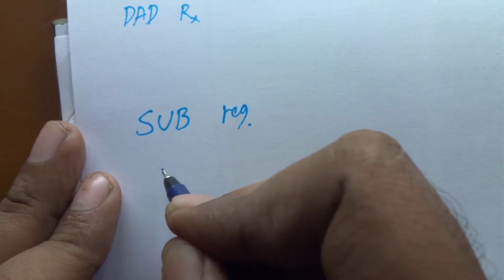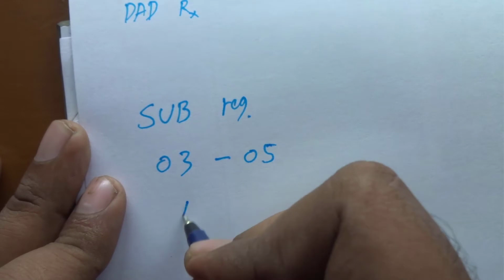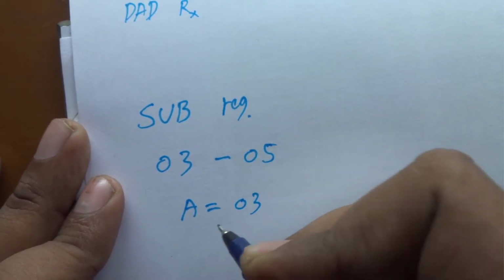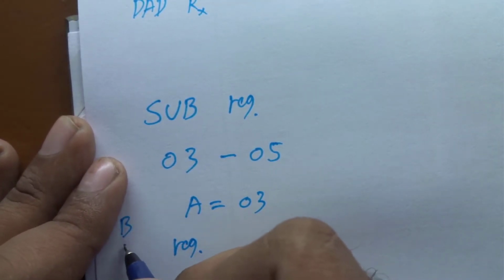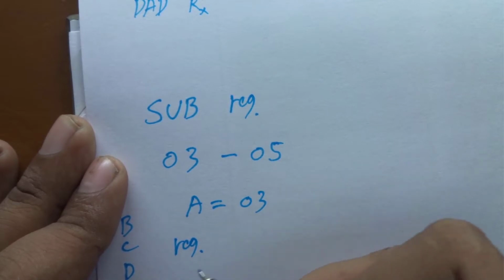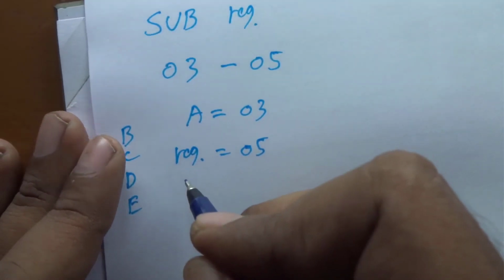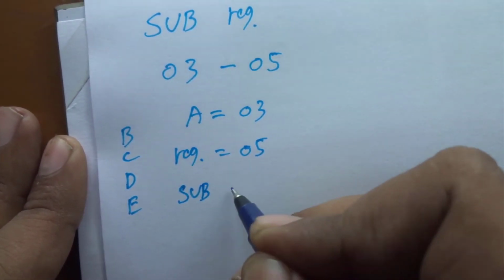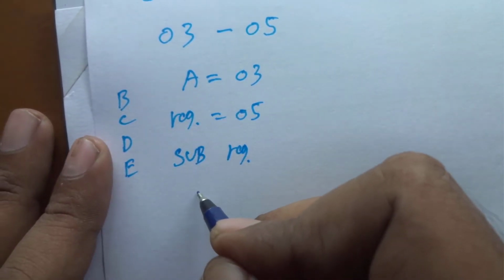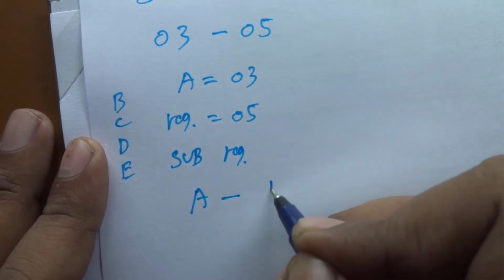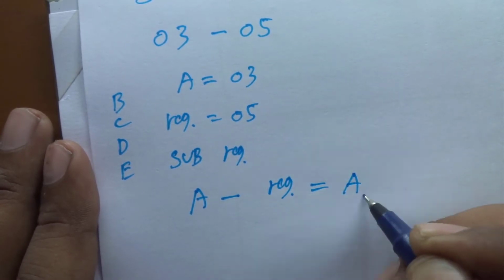For example, I am going to subtract 03 minus 05. The first operand is stored in the accumulator and the second operand, 05, is in any one of your registers, that may be the B register, C register, D register or E register. Now your ALU performs the accumulator minus the register you mentioned, and the answer is again stored in your accumulator.